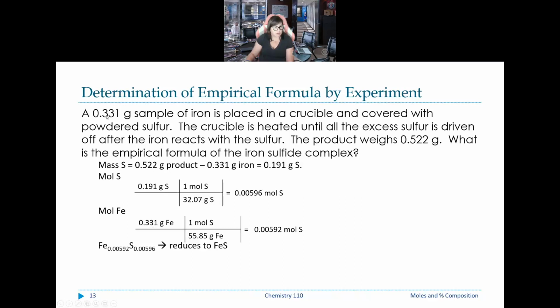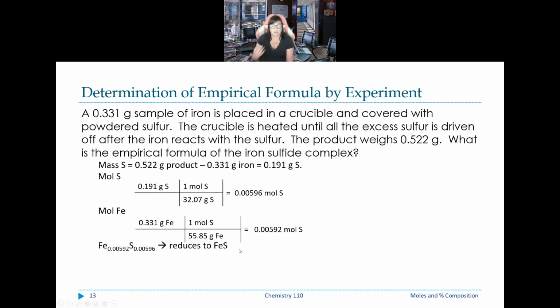I take the 0.331 grams of iron that I started with, I divide by 55.85 to get the moles of iron, and I get 0.00592. If I have that and I reduce that, it reduces to FeS.